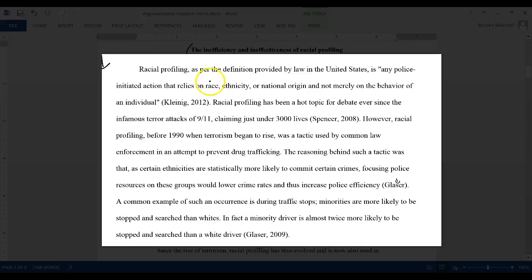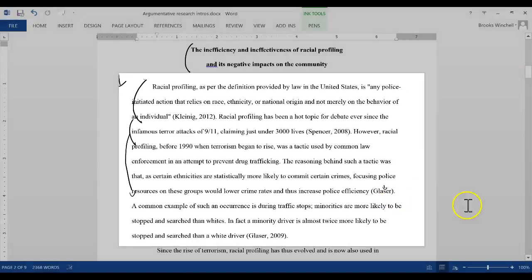So here's a really nice start. We can see how this person's using the tools. He has a good definition of racial profiling. He gives some background statistics on racial profiling and just uses it to discuss the history, basically how racial profiling happened after 9/11, but also how racial profiling has been used by law enforcement for some time now.